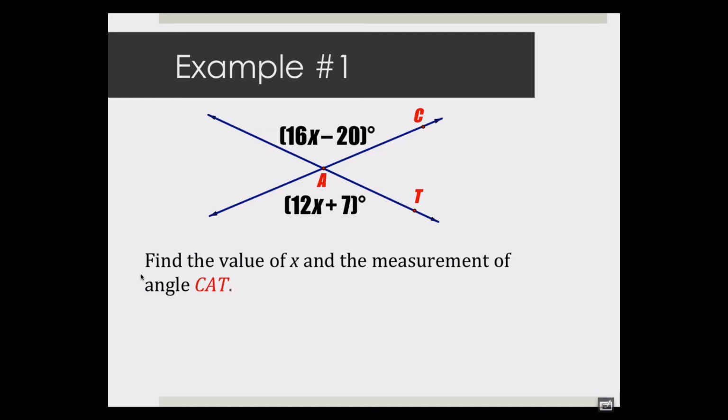You sub in one of the equations, and then whatever that is on the line. Like I did the 16x minus 20, I subbed it into that one, and since it's on a line, then the other side for CAT is going to add up to 180. Did you check with somebody? Oh yeah, subtract 180 from what you get.